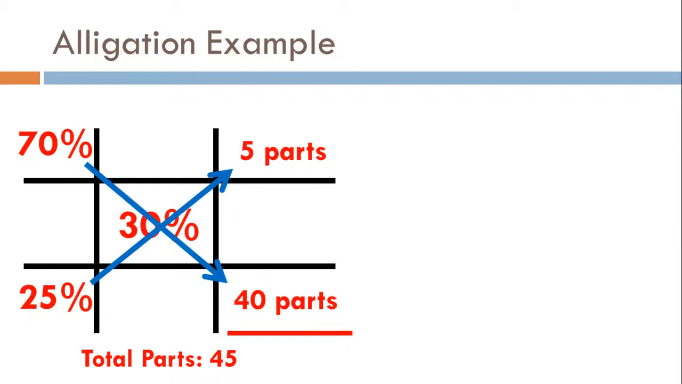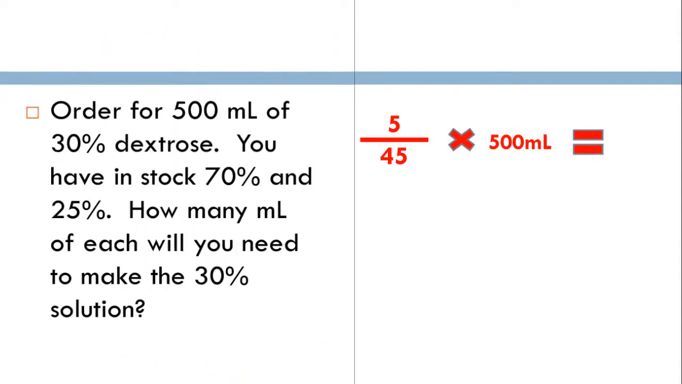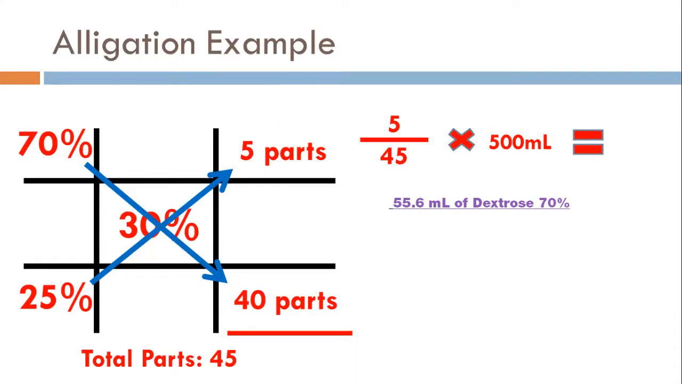Now that we know we have 5 parts of the 70%, 40 parts of the 25%, and 45 total parts, just by adding that right column together, I can move on to the next step. I have 5 parts out of the total 45. I'm going to multiply that times the 500 mils asked in the original question. If you'll remember, the original order said 500 mils. So 5 over 45 times 500, the answer to that is 55 mils of dextrose, 70%.